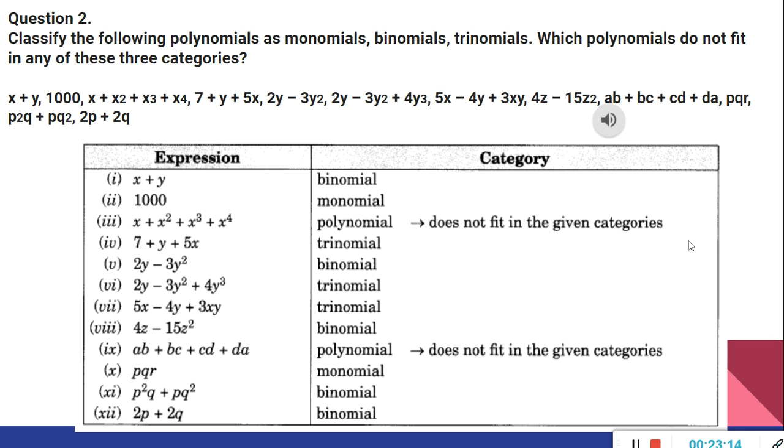PQR. Only one single term. So monomial. P square Q plus PQ square. 2 terms are there. So binomial. 2P plus 2Q. Again 2 terms are there. So binomial.